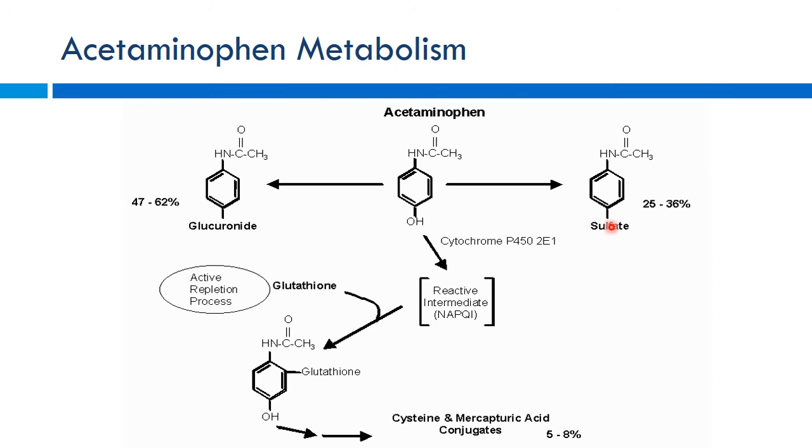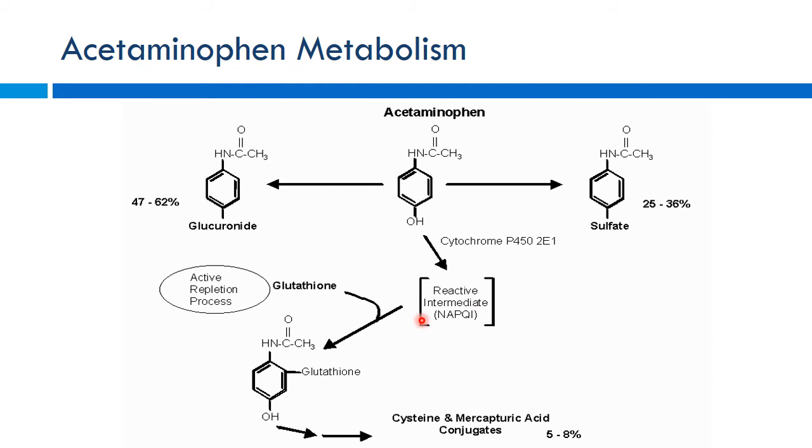You don't have to memorize the specific example or the percentages here. Just realize the concepts that we're talking about. Now, a small portion is going to go through the cytochrome P450 2E1 enzyme, and you end up getting this toxic metabolite called NAPQI, and basically this is what causes all the liver damage.